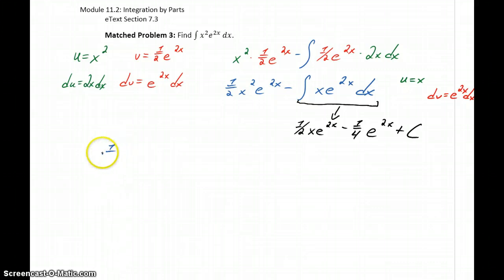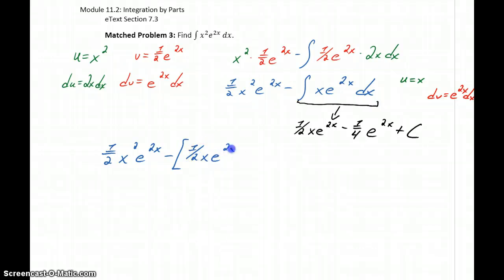But since we already have that result, we know this is going to be 1/2 x squared e to the 2x, which is this original term out front, minus, now in place of this integral, we have this long result, 1/2 x e to the 2x minus 1/4 e to the 2x plus that constant c, or 1/2 x squared.